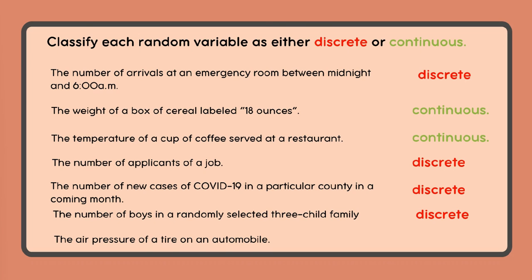And the last question is the air pressure of a tire on an automobile. Yes, this is a continuous random variable because we can only measure the air pressure of a tire of an automobile. Okay, so are there any questions?